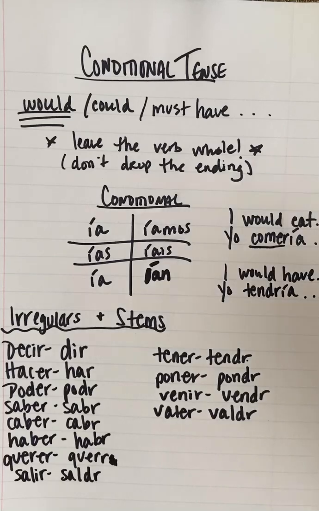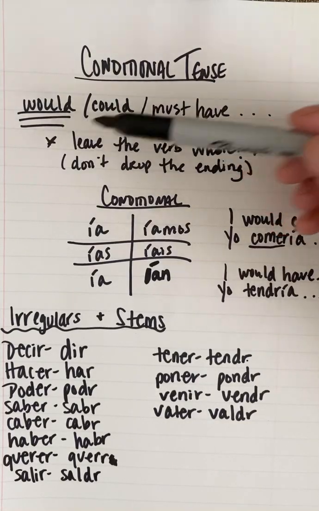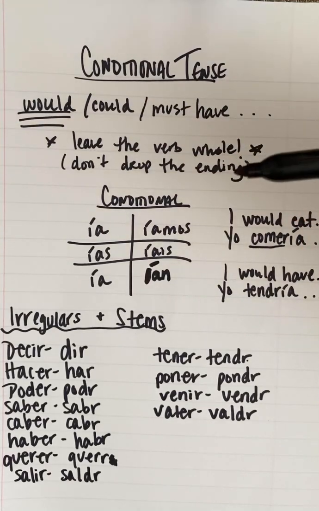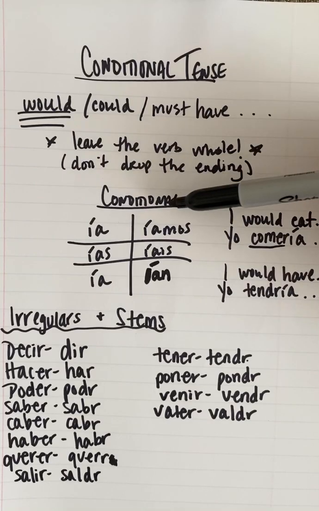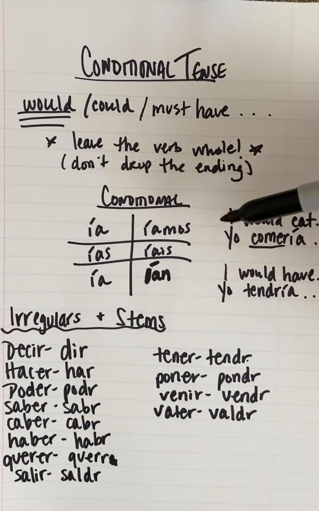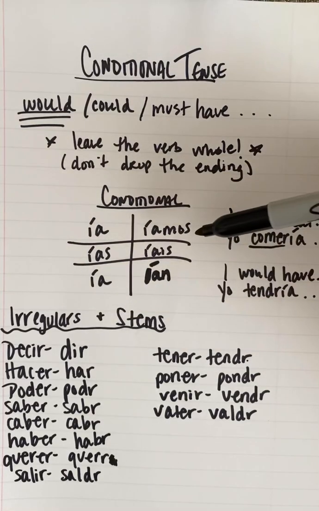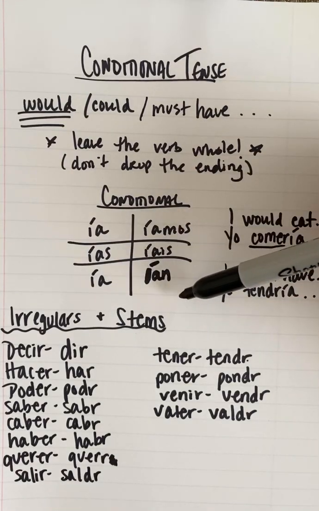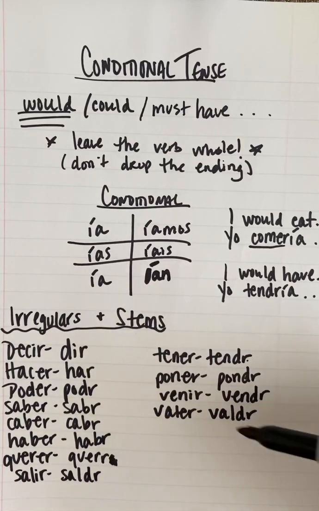So let's do a quick recap. Conditional tense translates to would, could, must have. We're really going to focus on it translating to would for right now. Leave the verb whole. Don't drop off the ending. Your endings for AR, ER, and IR, for all three types of verbs, since we're leaving the verb whole, are ía, ías, ía, íamos, íais, ían. Here are your irregulars and the stems. So with this information, we're going to have a brief activity for this week's module. If you have any questions, please do not hesitate to reach out.